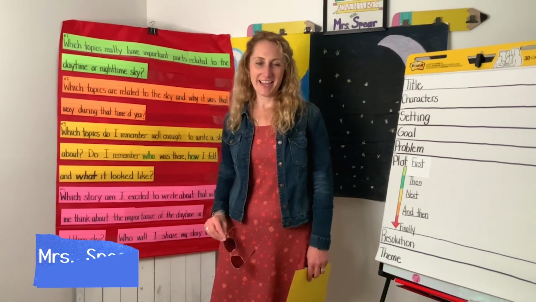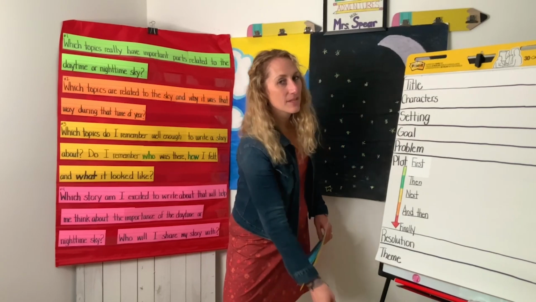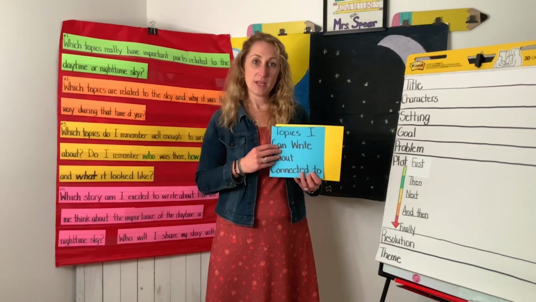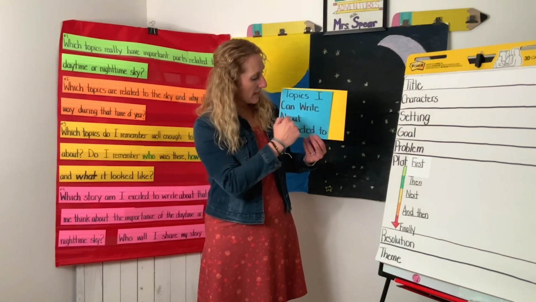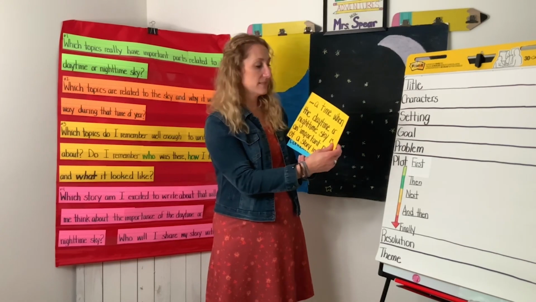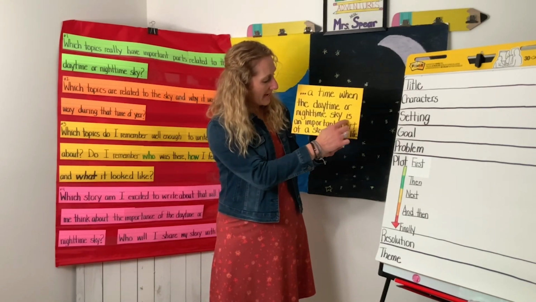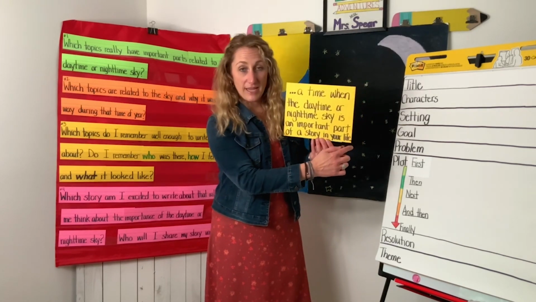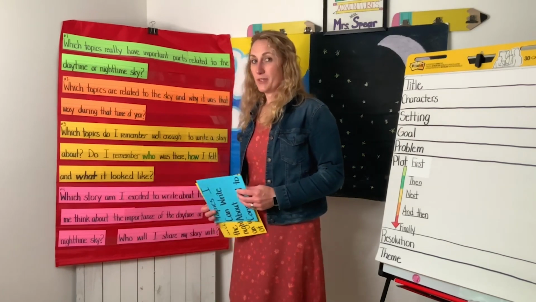Now I'm back in the classroom and we are going to do some writing together. We always think about topics. That's what we're writing about. So here's what we're thinking about. Topics I can write about connected to the big idea: a time when the daytime or nighttime sky is an important part of a story in your life. That's what you're thinking about. And I'm going to be sharing my story with you today.